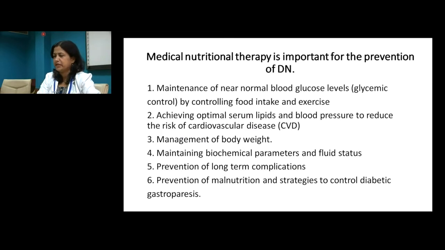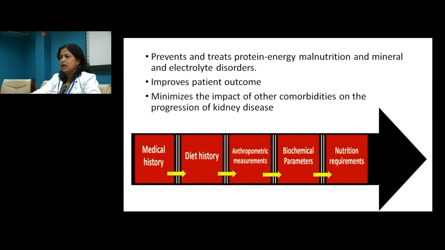That means maintenance of near normal blood glucose levels by controlling food intake and exercise, achieving optimal serum lipids and blood pressure to reduce the risk of CVD, management of body weight, maintaining biochemical parameters and fluid status, prevention of long-term complications, prevention of malnutrition and strategies to control diabetic gastroparesis. Prevent and treat protein energy malnutrition and mineral and electrolyte disorders, improve patients' outcome, and minimize the impact of other comorbidities on the progression of kidney disease.